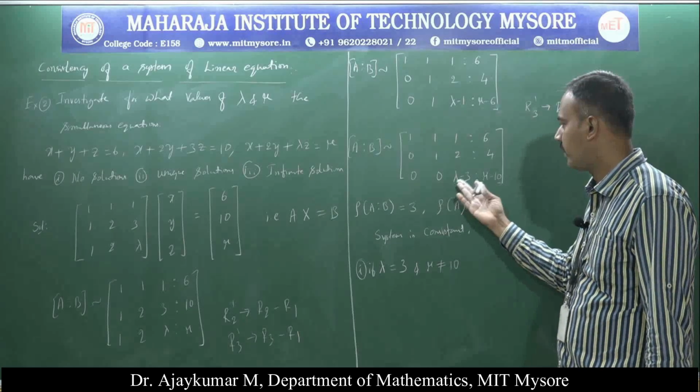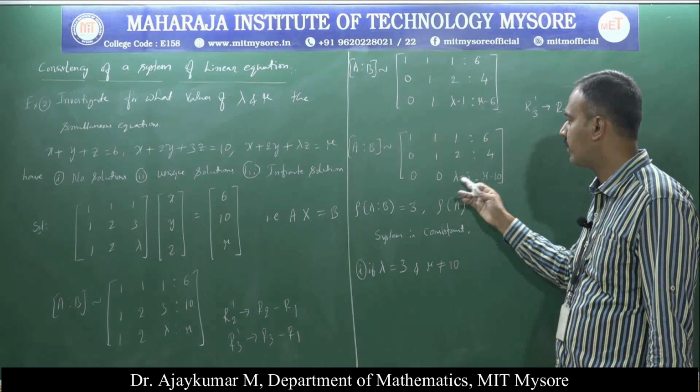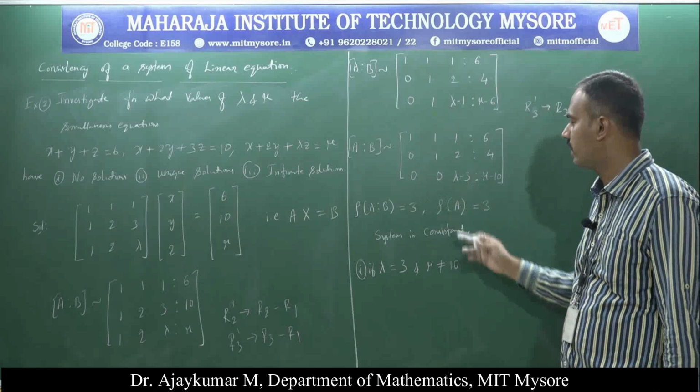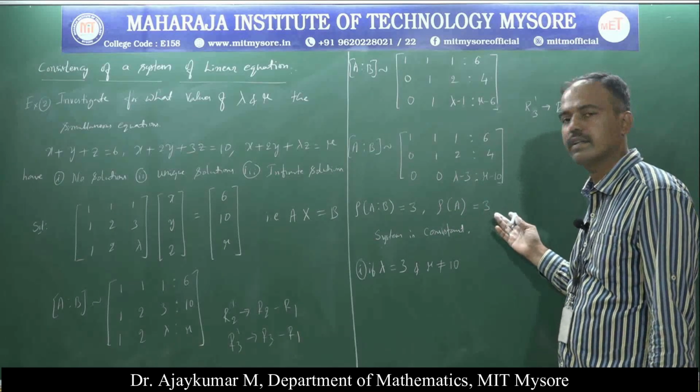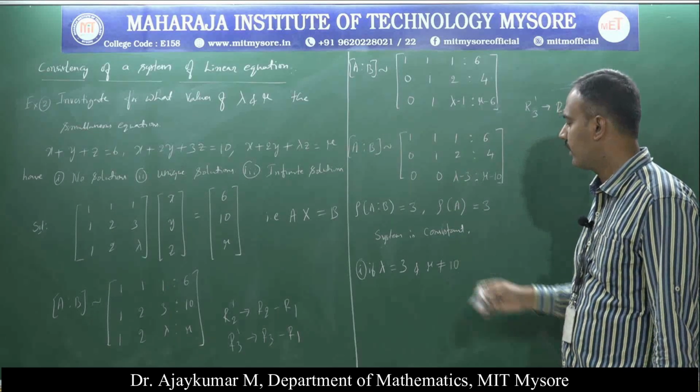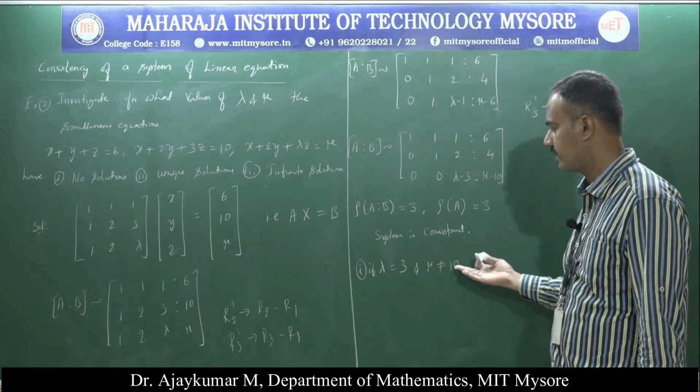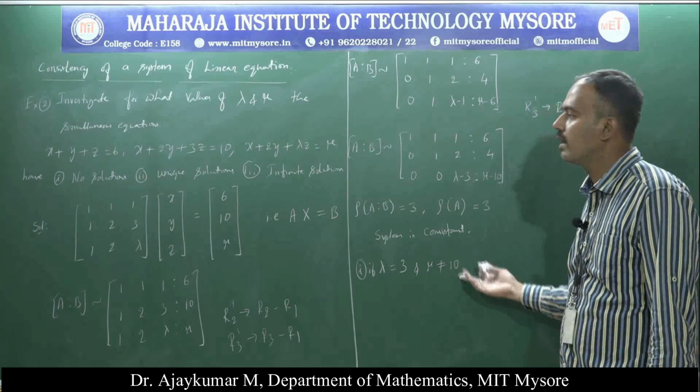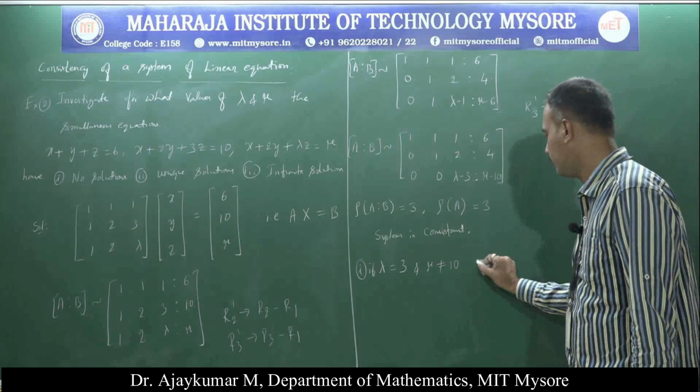Because of the lambda value 3 here, we get a 0 here, and the rank of the matrix A we get as 2. That's why it is inconsistent, and in such cases we get no solutions.